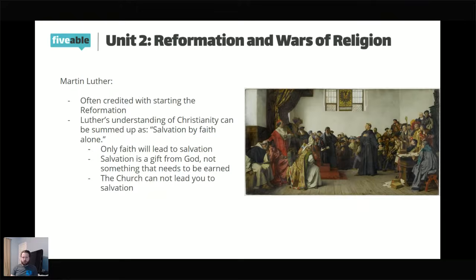And also, the church itself cannot save you. Only faith can save you. He would argue that you can go out into the woods with a Bible and have just as much chance of going to heaven as the guy who goes to church every single day.